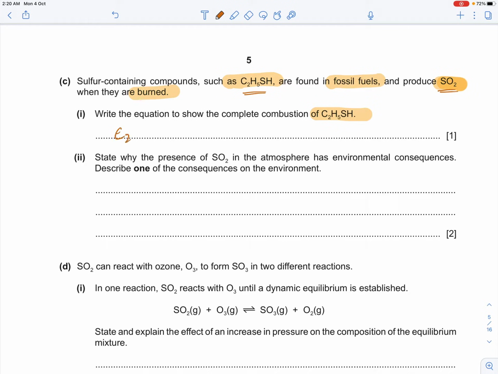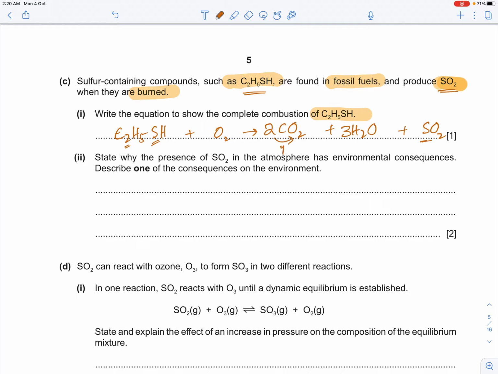So C2H5SH, when it reacts with oxygen, whenever combustion is done, we get oxidized products of all the elements. So we get carbon dioxide, water, and sulfur dioxide. Now next we have to balance this equation. So 2 moles of carbon here, so that means 2 carbons. 5 plus 1, 6, so that means 3 moles of hydrogen, and 1 sulfur atom here, 1 sulfur atom here. Next we just have to balance oxygen.